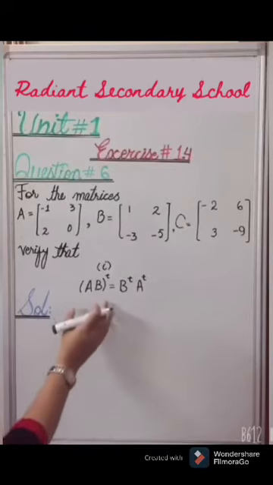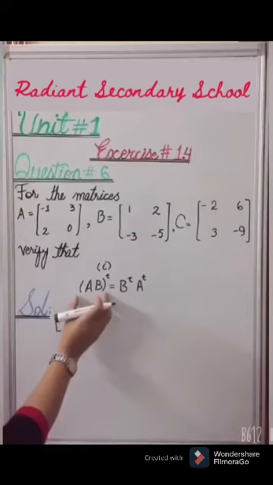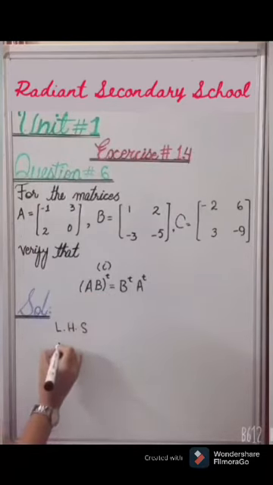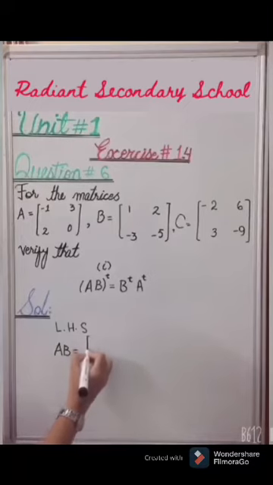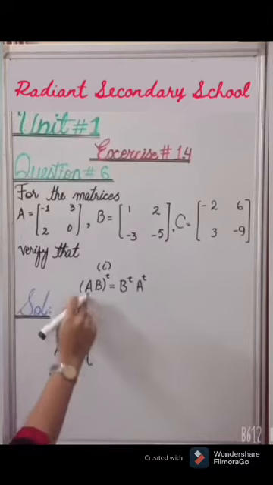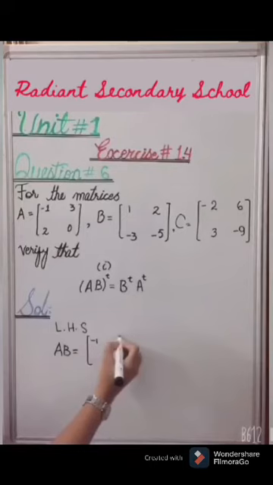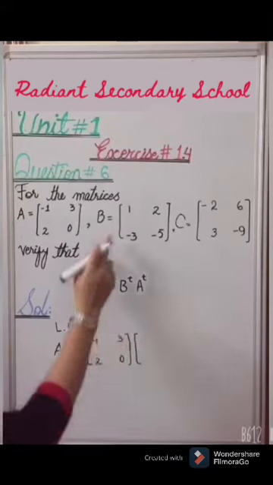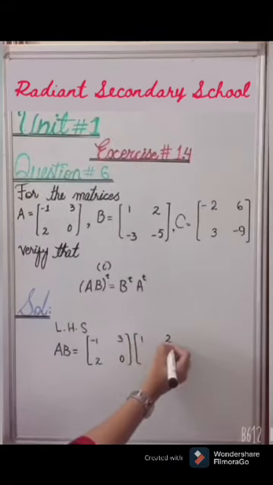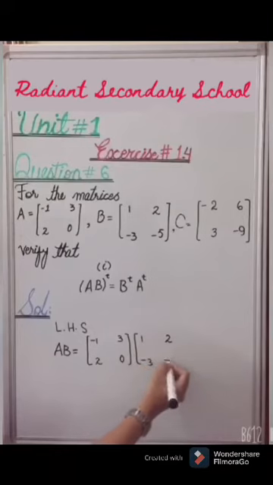So for the first side we have left hand side, which is AB whole transpose, A into B. We have to solve this bracket, and inside the bracket we have the product of A and B. So let's first multiply A with B. I will write A. Matrix A is -1 3 2 0, and I will write B, which is 1 2 -3 -5. This is our left hand side.